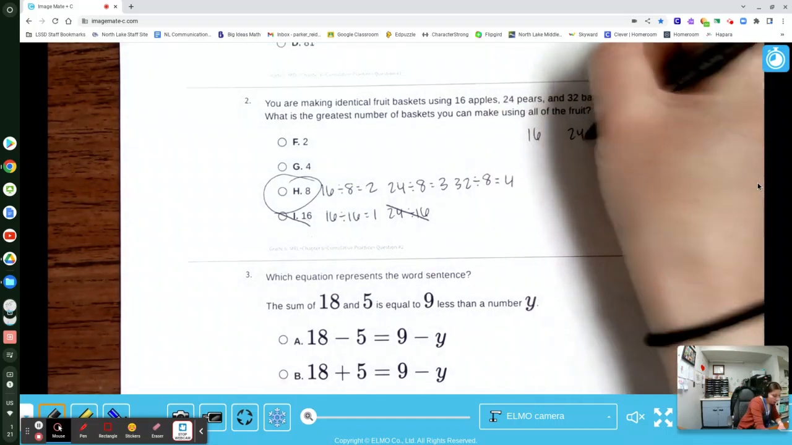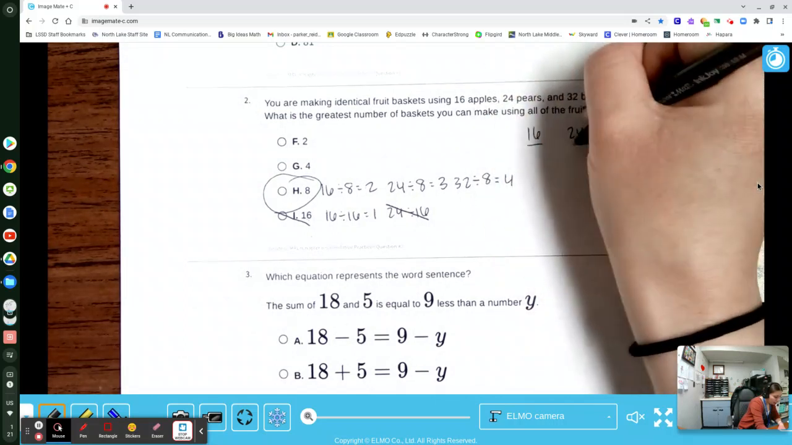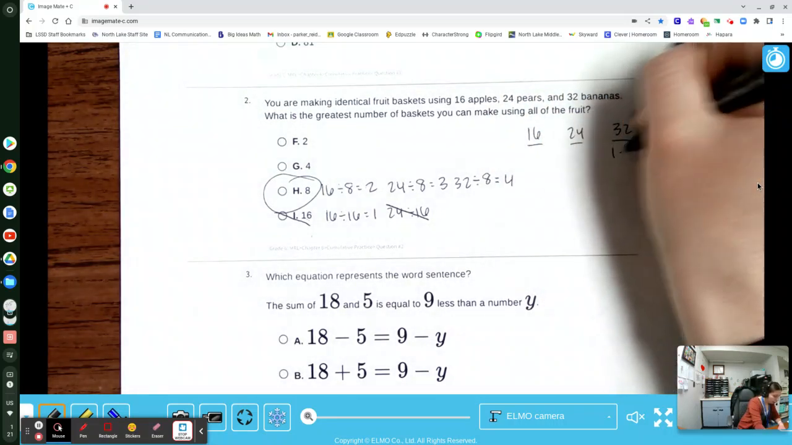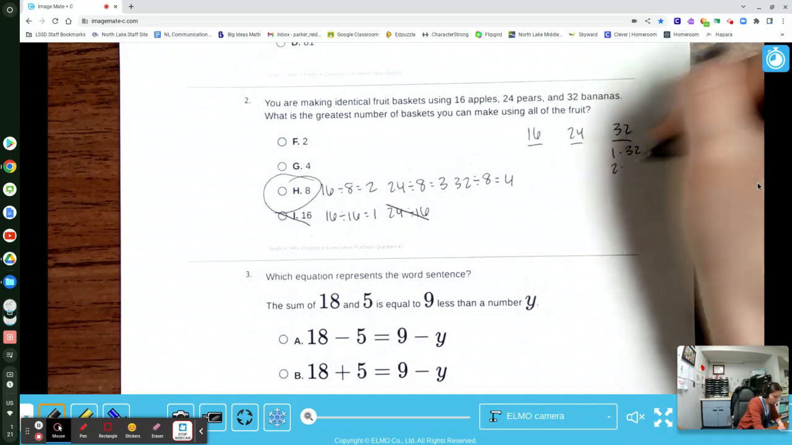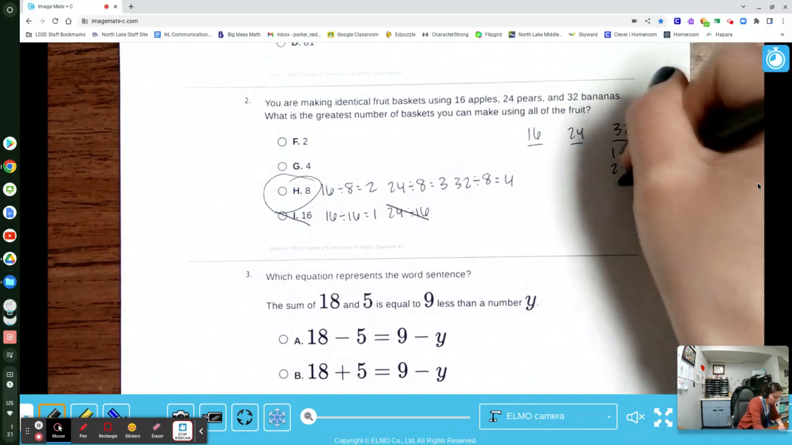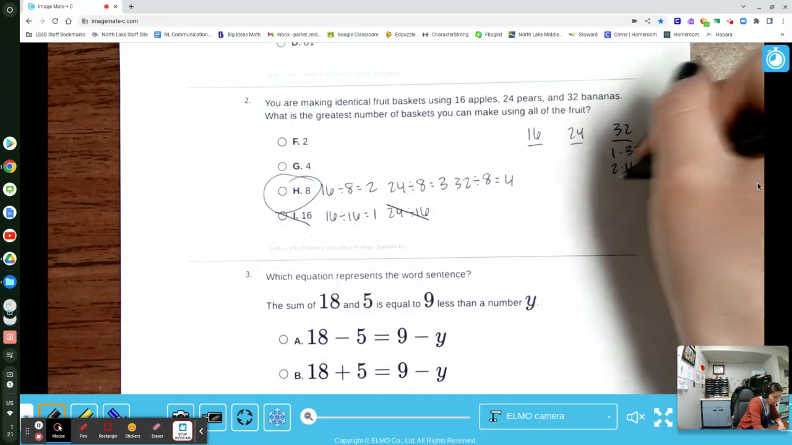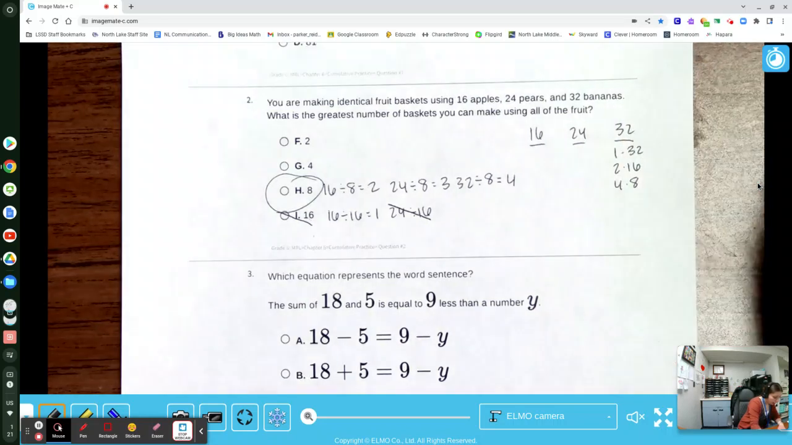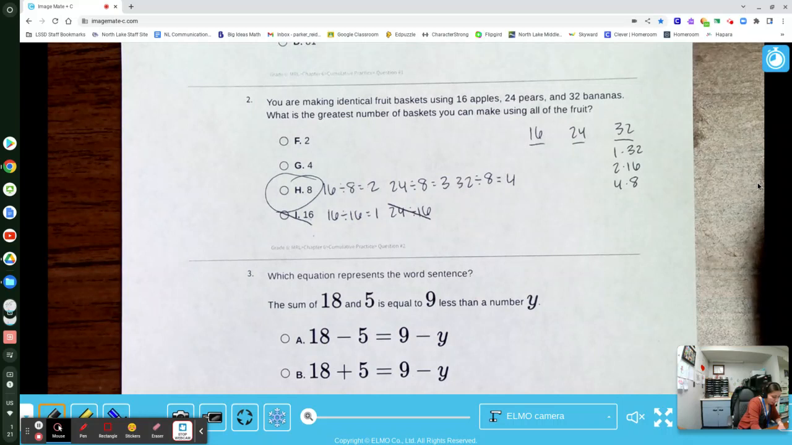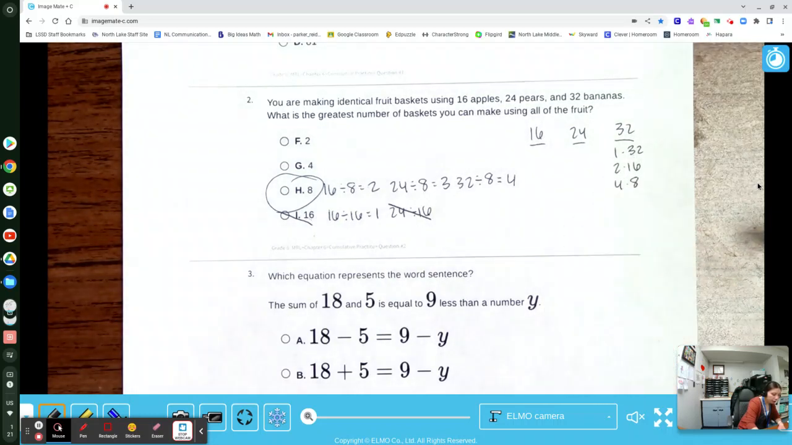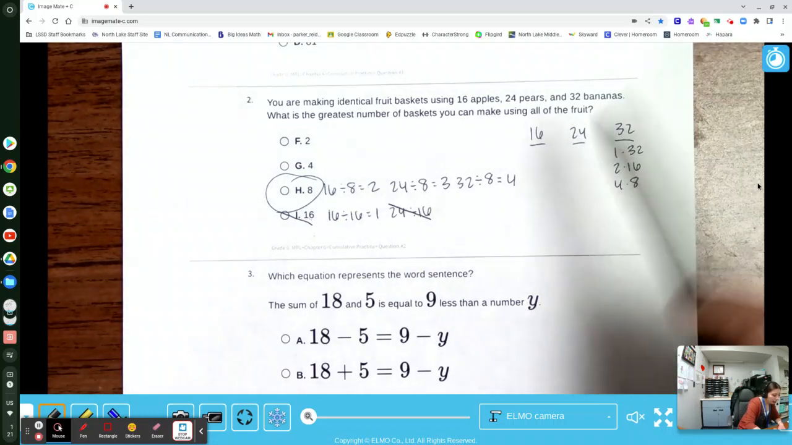Another method you could have used is to list the factor pairs of each. I would choose the largest number first, so 32. 1 times 32, 2 times 16. Can't use 3. 4 times 8. Can't use 5. Can't use 6. Can't use 7, and 8's a repeat. So here is my list of factors for 32, and I would want the greatest one that all 3 have in common.